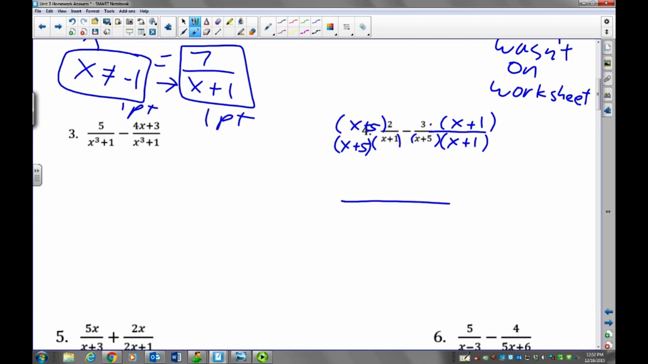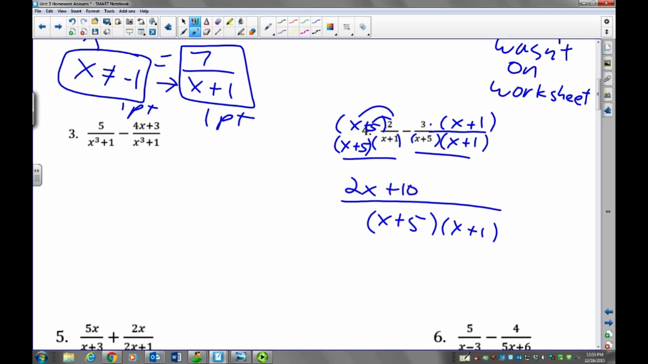So let's write the whole thing over. x plus 5 times x plus 1. Since we have the same denominator, we can write it just once on the bottom. And then we're going to distribute the 2 through. So 2 times x is 2x. And then 2 times positive 5 is a 10, because we multiplied the top and bottom by x plus 5.